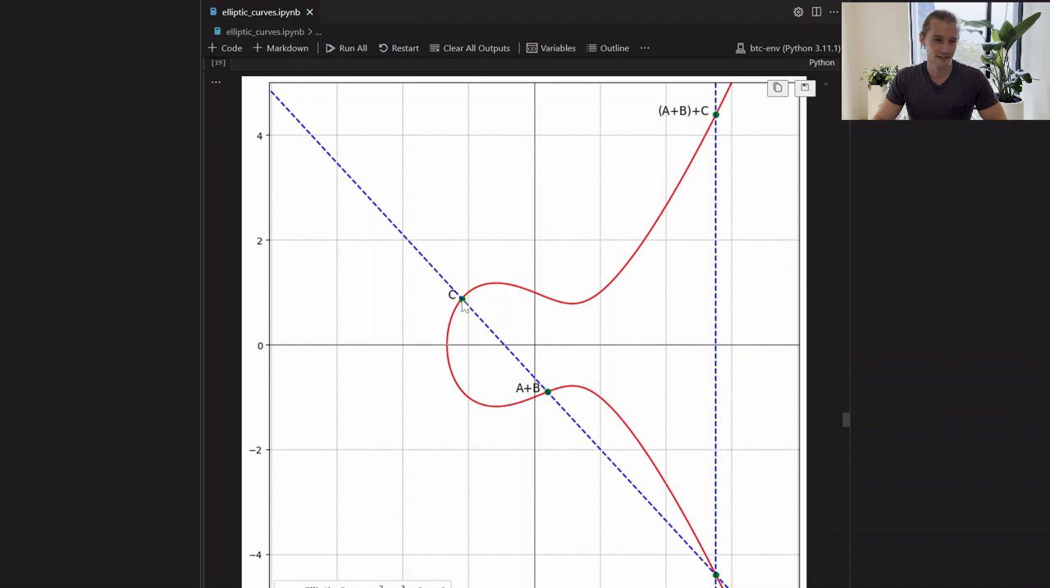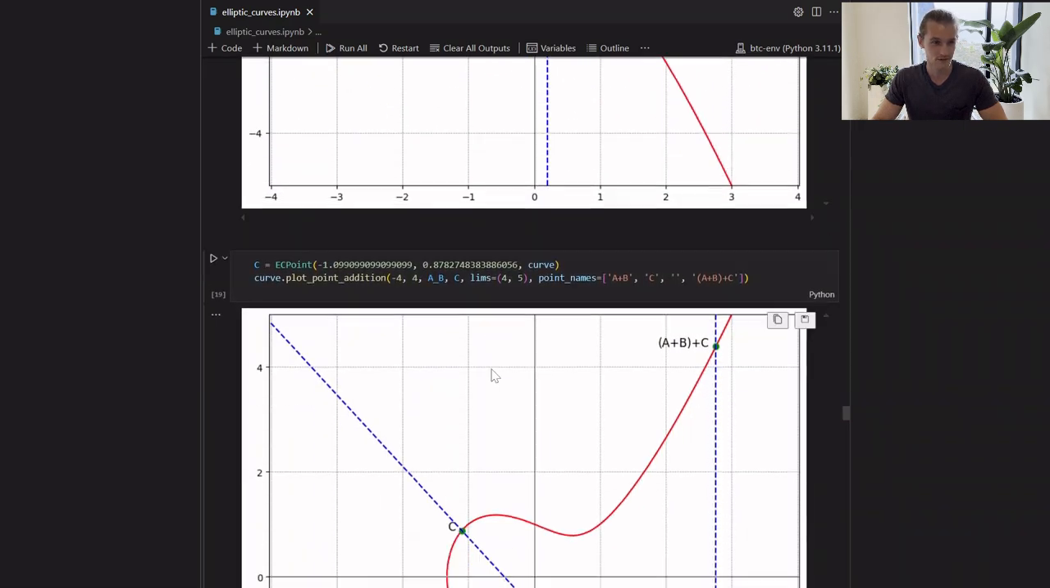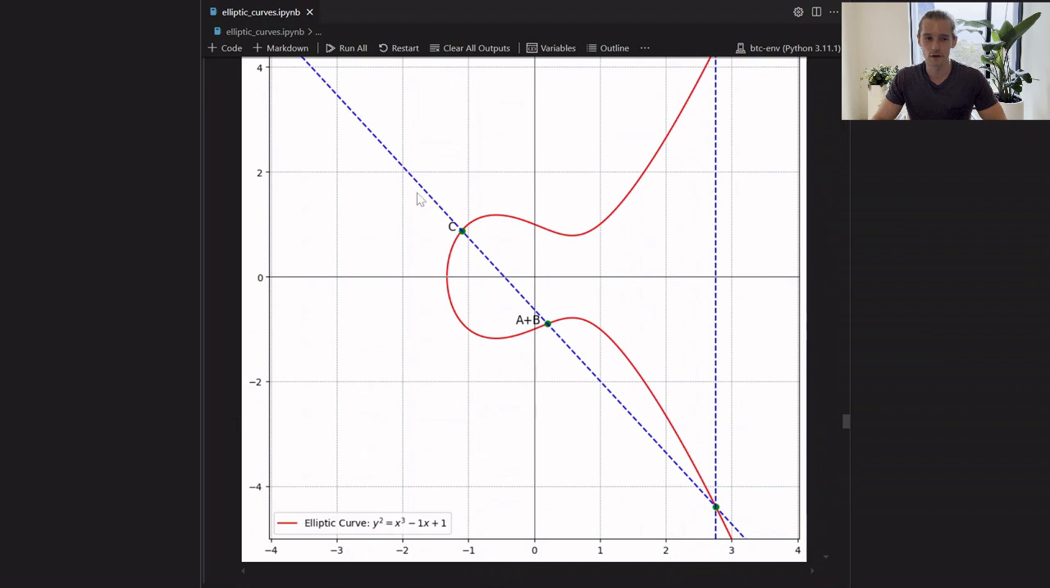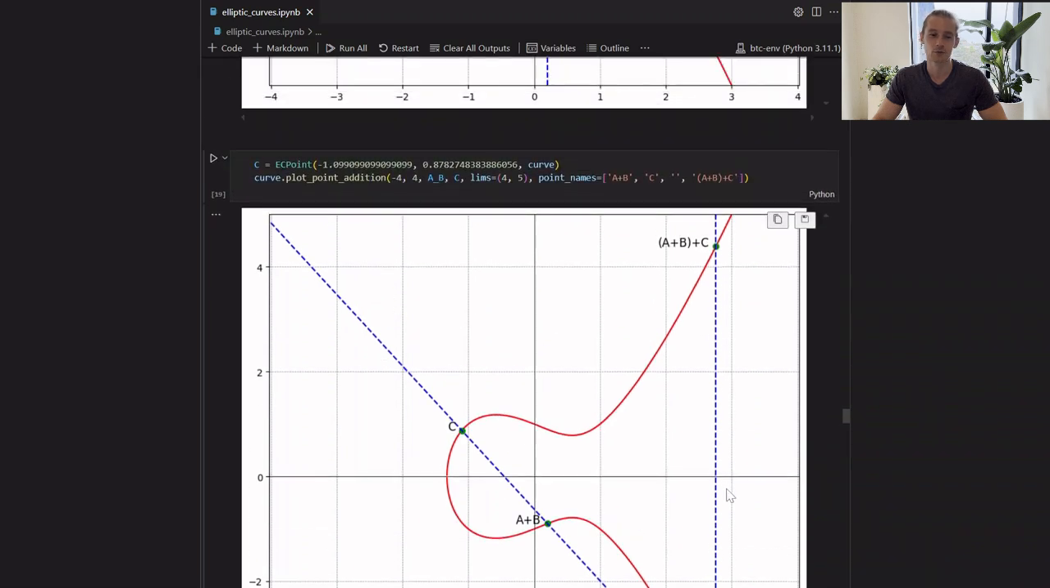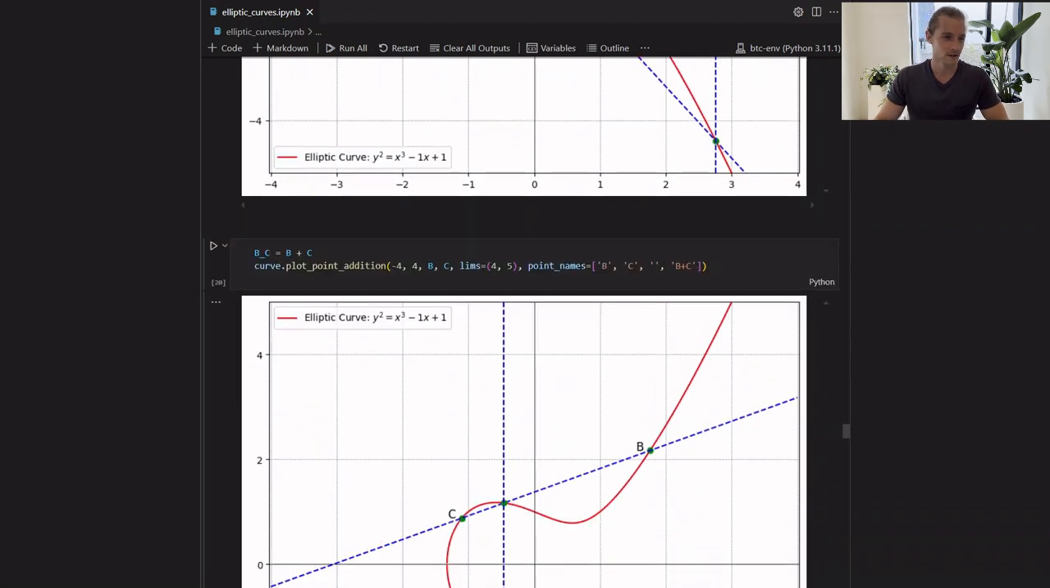Now if we then take another point C and add that to A plus B, so the result that we got from the previous addition, then again we draw the straight line, find the third point where this straight line intersects, which is down here, and reflect over the x-axis. So the result of first doing A plus B and then adding C will actually be up here. Now let's do it the other way around.